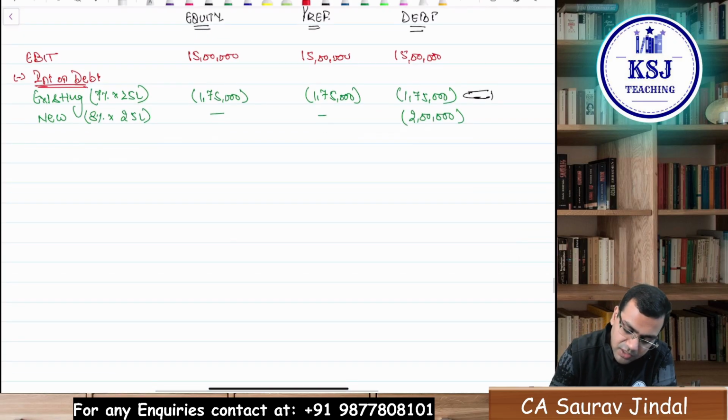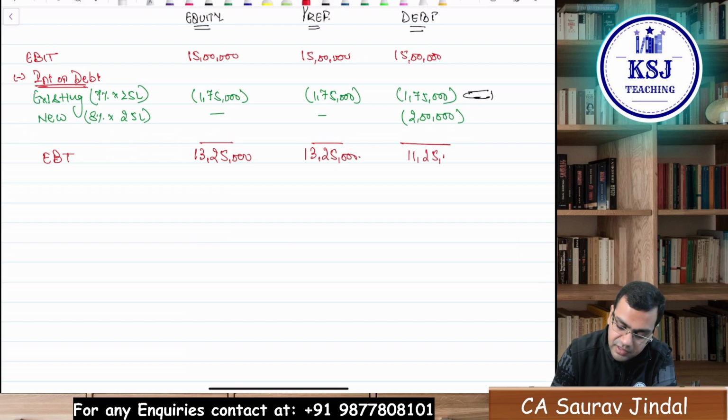So from here, what you will get, EBIT minus interest, you will get your EBT. That will be 13,25,000. In the preference option also 13,25,000. And here it will be 11,25,000. So from EBT, what you will pay? You will pay your taxes, and the tax rate is given as 50%. Right? So 13,25,000, 50% tax rate will be 6,62,500.